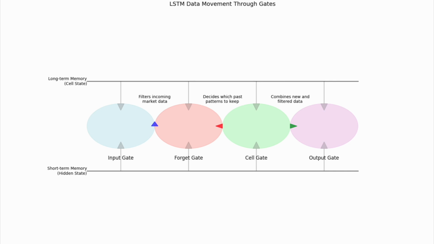Finally, we reach the output gate. This is where the LSTM decides what information to pass forward as the short-term memory for the next time step. This ensures that relevant trends are carried over while keeping computations efficient.